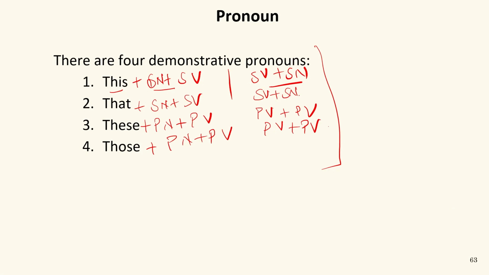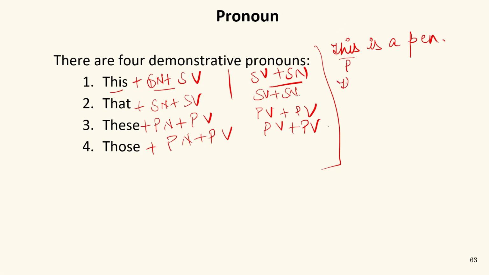Now, this is used for a single person or a single thing which is near to us. For example, this is a pen, or this pen is mine. If we look at the sentence this is a pen, after the word this, there is no noun. Just after the word this, we don't have any noun. That means this is a demonstrative pronoun.